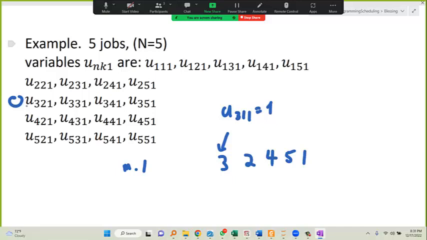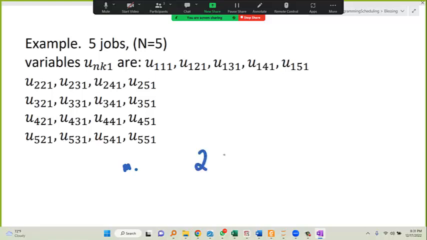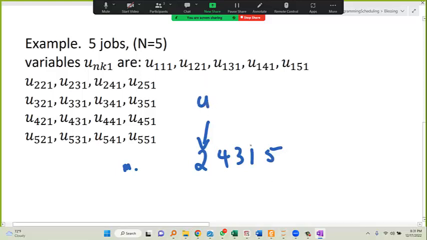Or I could have something like this: 2, 3, 2, 4, 3, 1, 5. Now, if the 2 is in the first position, what does that tell you about U? That's job 2 in position 1 on machine 1. But you don't have U211. That means we skipped that. So I don't know why you skipped that.